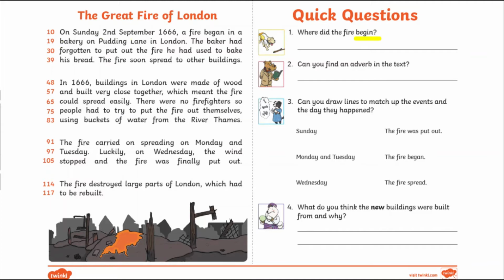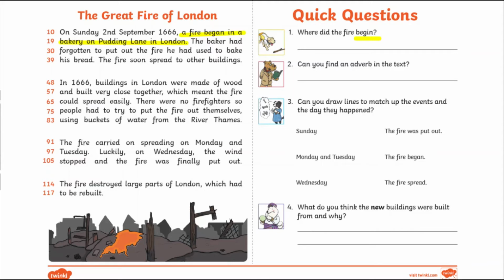On Sunday, the 2nd of September, 1666, a fire began in a bakery. So here's the answer. A fire began in a bakery on Pudding Lane in London. So we've got a bit of extra information there. So that is your answer. In a bakery on Pudding Lane in London. So you can give yourself a tick if you got that right. In fact, you could have 3 ticks. 1 for a bakery, 1 for Pudding Lane, and 1 for in London.